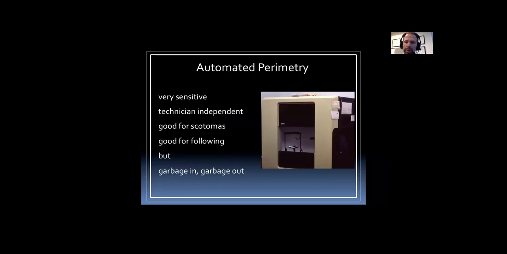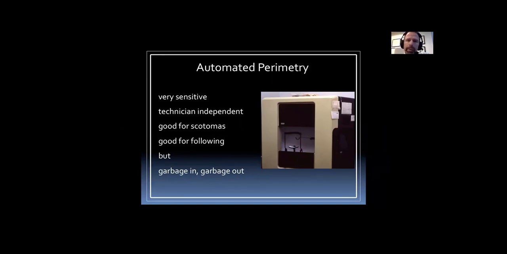The good news about these is they're very sensitive. They're relatively technician independent. So you can do a field on this machine wherever you might be living and email it to me, and I can interpret it, and I can then repeat that test on the patient in my own clinic and get pretty good comparison from one to the next. It's good for detecting scotomas, and we'll mention that in more detail momentarily. And it's good for following changes. So you can follow changes more precisely because it is computerized and standardized.